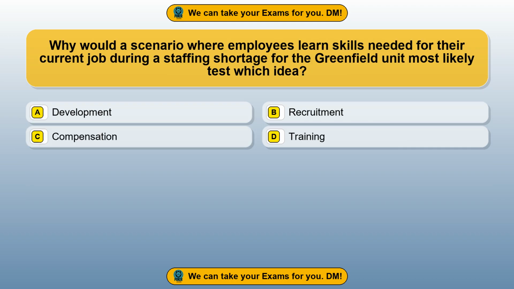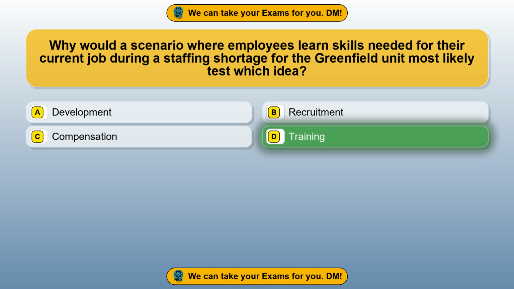Question 48. Why would a scenario where employees learn skills needed for their current job during a staffing shortage for the Greenfield unit most likely test which idea? Option A, development. Option B, recruitment. Option C, compensation. Option D, training. The correct answer is option D, training.